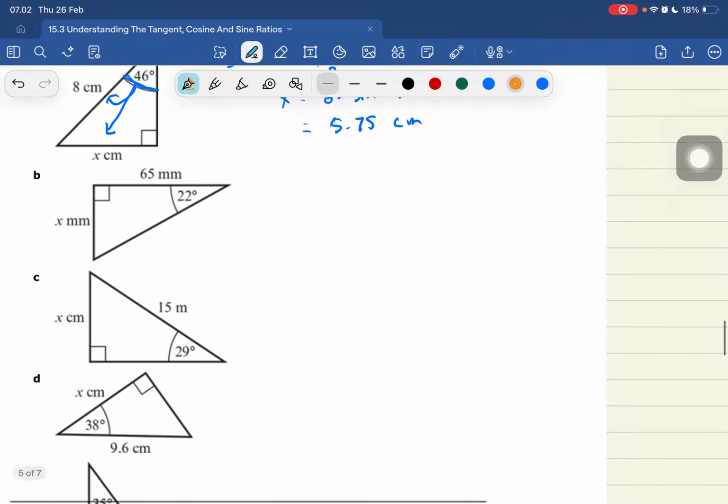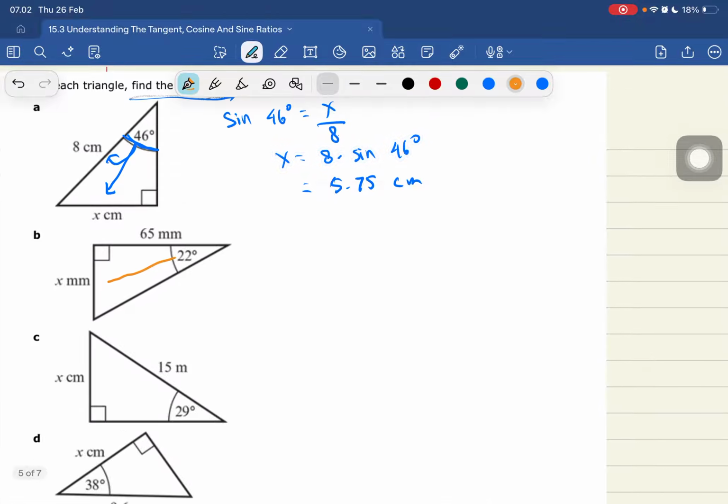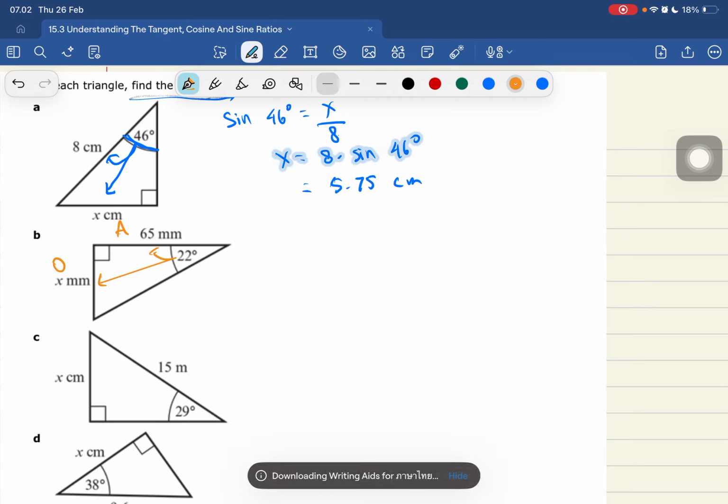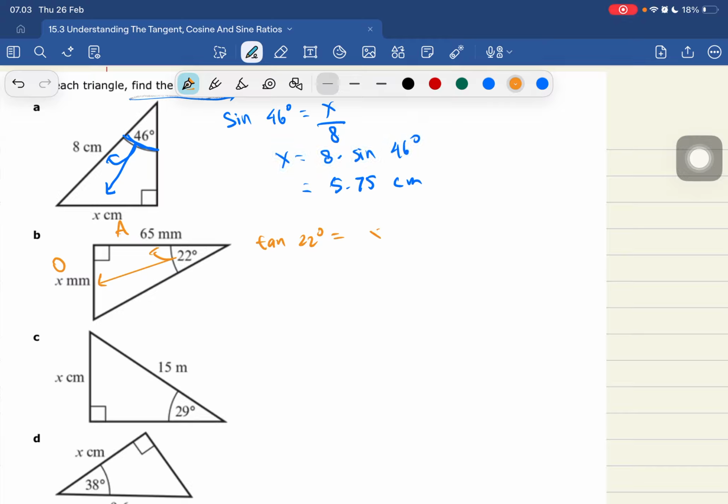Okay, next. Okay, we got the opposite. And here next to the angle we got the adjacent. So we can use tan 22 degrees equals opposite x over 65. So x equals 65 multiplied by tan 22 degrees. Let's use a calculator. So you will get the answer of 26.26 millimeters.